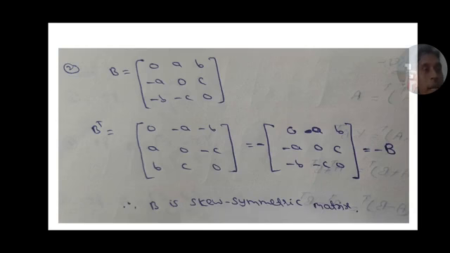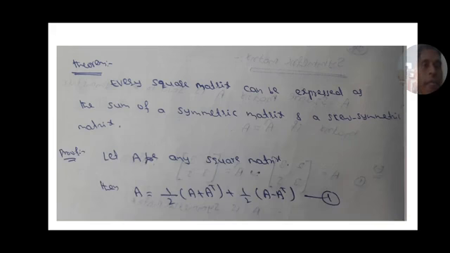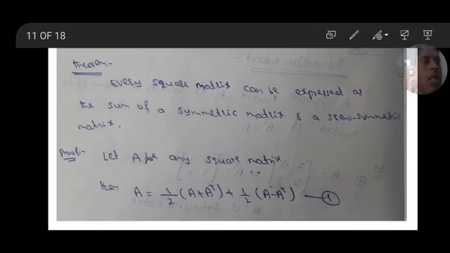Symmetric matrix means A transpose equals A. Skew symmetric matrix means A transpose equals minus A. Next theorem: every square matrix can be expressed as the sum of a symmetric matrix and a skew symmetric matrix. If you take every square matrix, what is the statement?